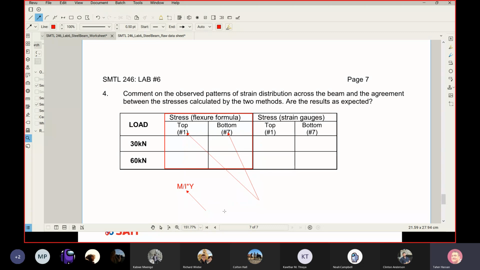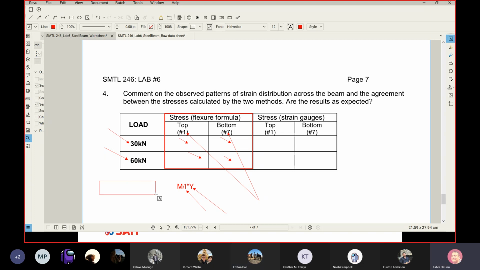So look at this. We know the Y and the I. And remember, those are constant. The I is constant for the section and the Y is constant for the top and the bottom. It's the same number for all these calculations, 1, 2, 3, and 4. So what's really different between the 30 and 60? Simply, it's the moment. When we apply more load, like let's say 30, we get one moment. When we apply 60, we get a different moment.